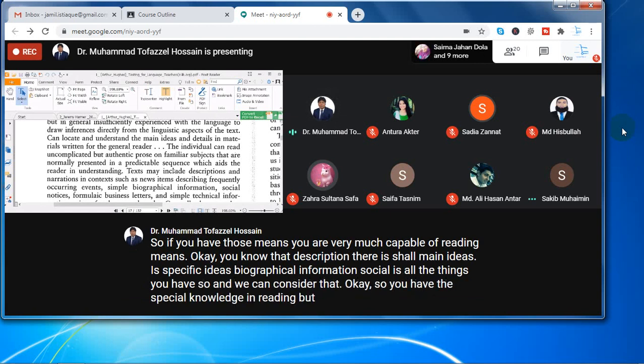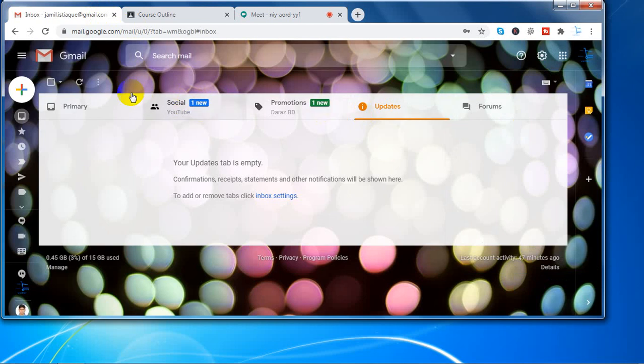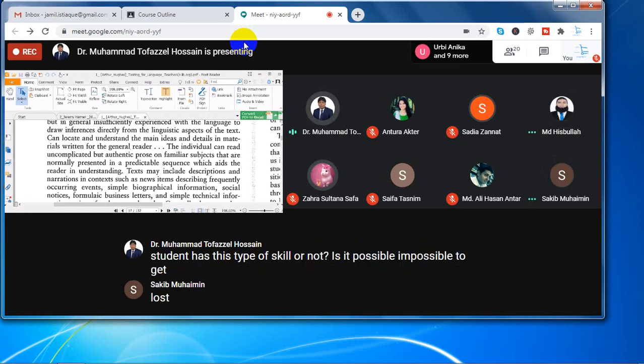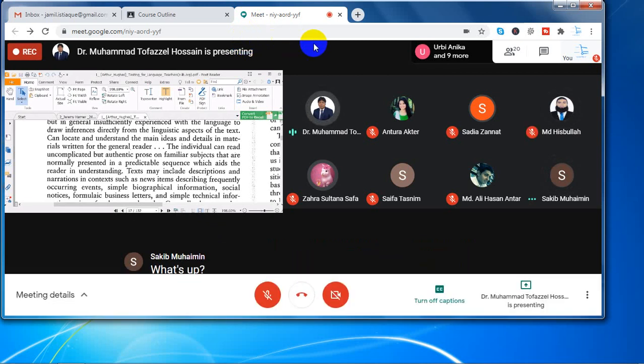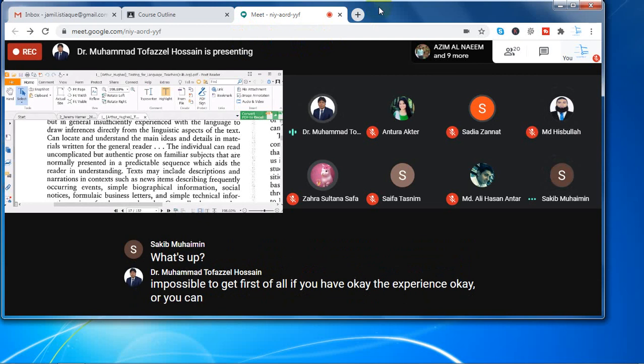But if it is mentioned that you are in the top 5% or top 10%, then in that case, will you get the idea whether the student has this type of skill or not? Is it possible? Impossible to get.